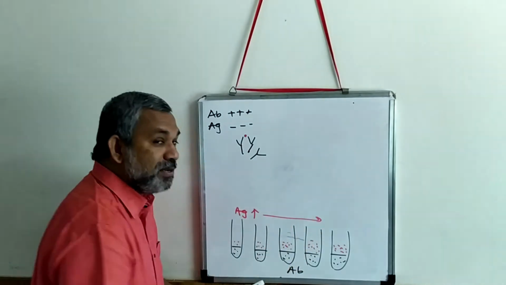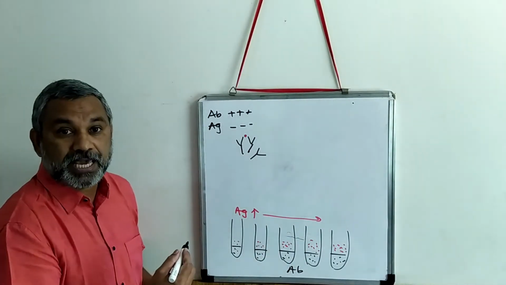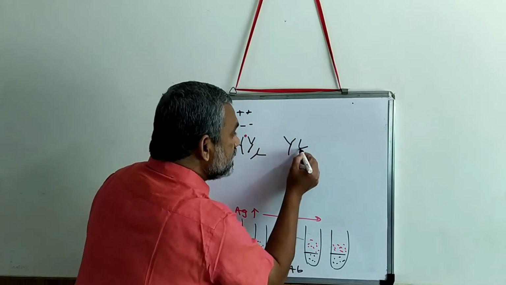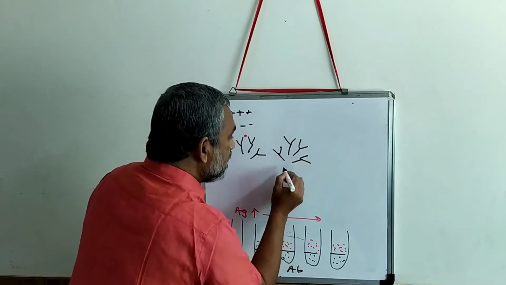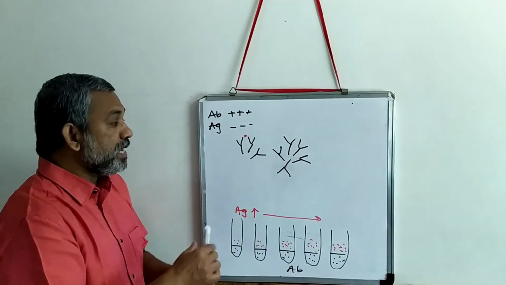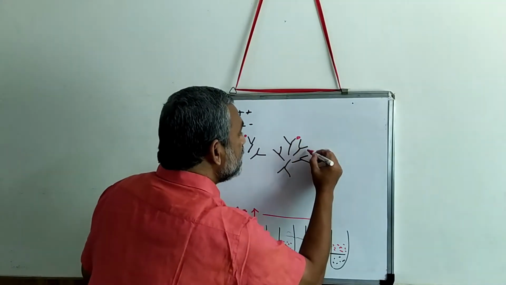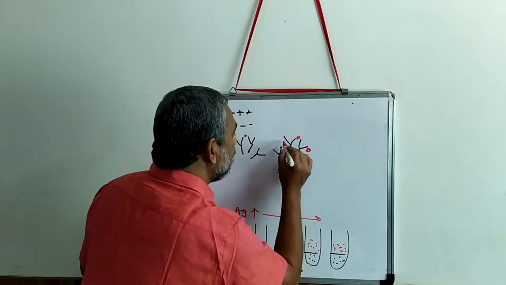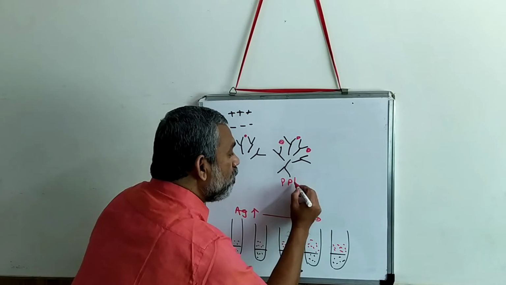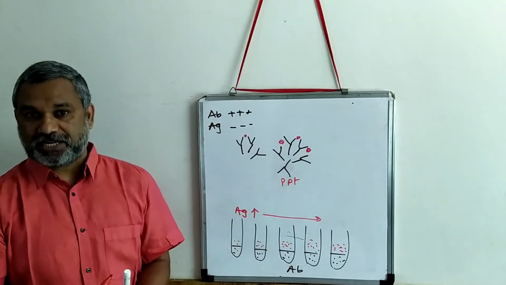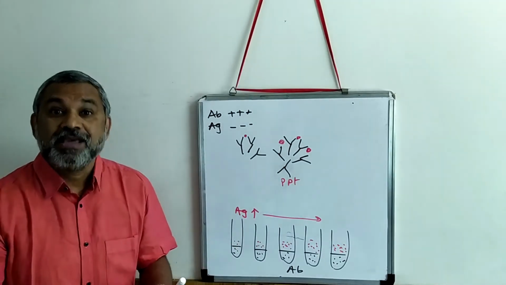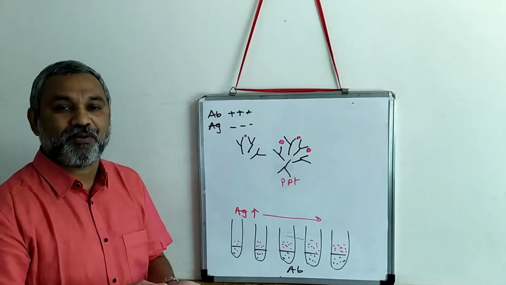As you keep on increasing the concentration of the antigen, what will happen is here, for example, this antibody will combine with the right amount of antigen and form a visible precipitate. Because there is the right concentration of antigen and the right concentration of antibody.